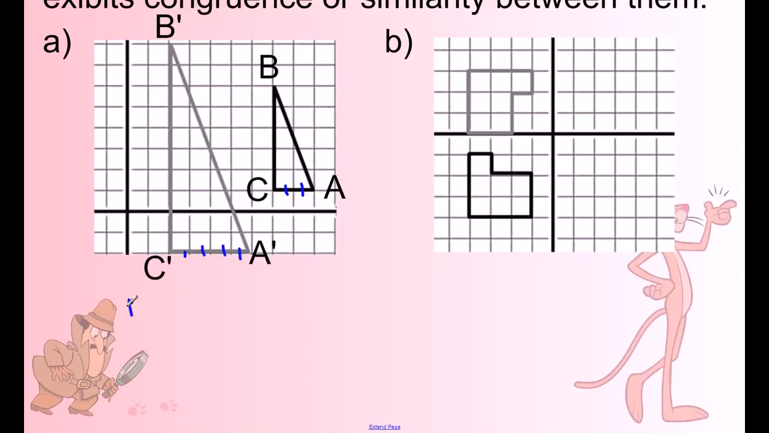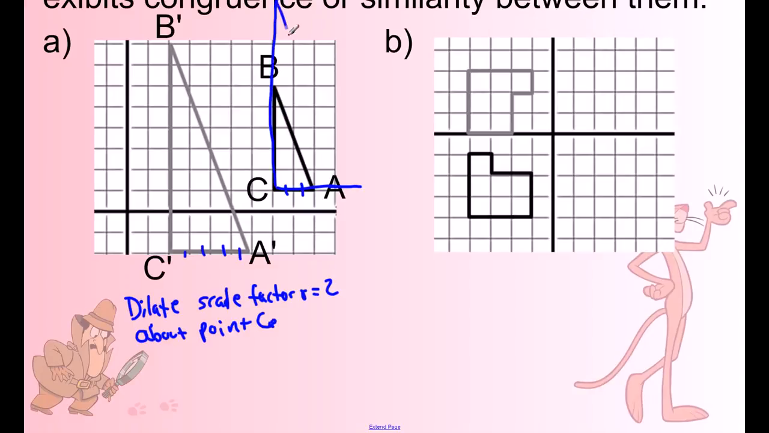So if I dilate with a scale factor R equals 2, and we could say about point C, what that right there would give us is every side would be twice as big. 4, that's 1, 2, 3, 4, 5. So I'd go like 10 up, and it would look something like that.